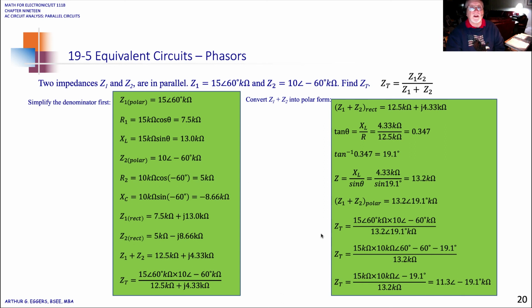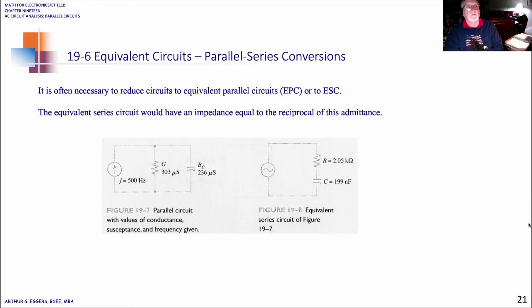Okay, so it looks like a lot, but it's just a matter of looking at where it is you're trying to get to. We're trying to get to Z total, total impedance, and in this case, they told us to use the product over the sum. Okay, it seemed like a lot. So now, in the next section, we're going to take a look at equivalent circuits for parallel series conversions.